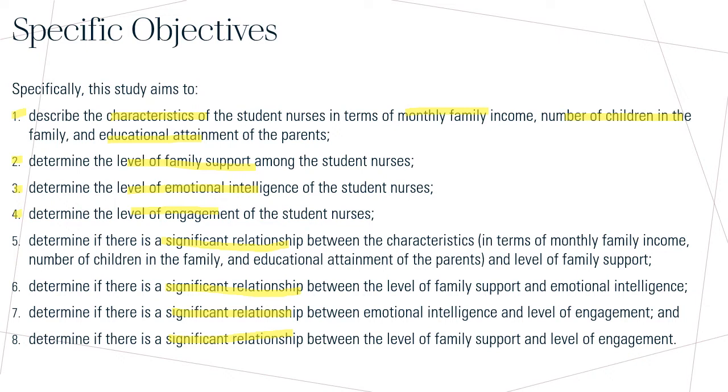Your objectives number 5 to 8 are examples of your bivariate objective. It's a bivariate in the sense that there are 2 variables that you are investigating in this objective. For example, in example number 5, you are looking into the characteristics and then the level of family support. In example number 6, you are looking into the level of family support and then the emotional intelligence. Hence, it's referred to as a bivariate objective.